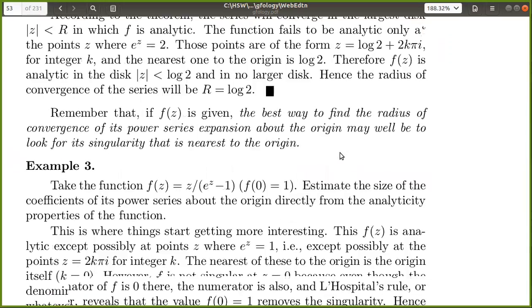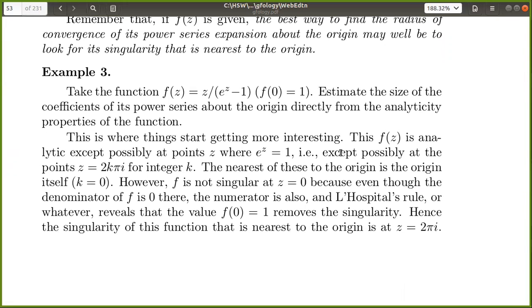Okay? Next example, a little interesting example, is z upon e raised to z minus 1, with initial condition f of 0 equals 1. Now, this asks me not to really find the coefficients, but the size of the coefficients of its power series. By size, it really is asking me to find how large or small, or asymptotically small, these coefficients are. And all this I have to try to do just from the analyticity of this particular function.